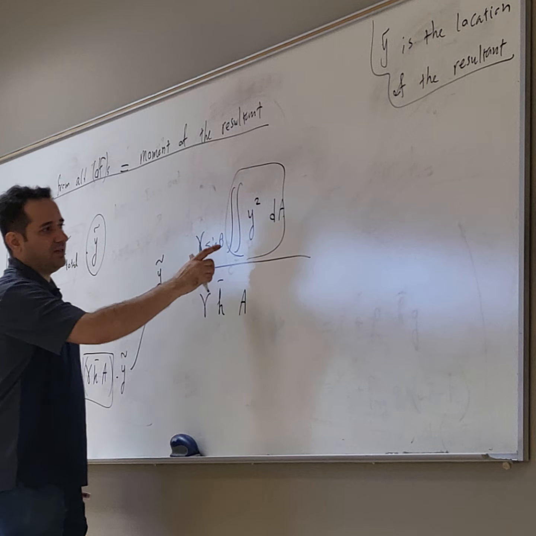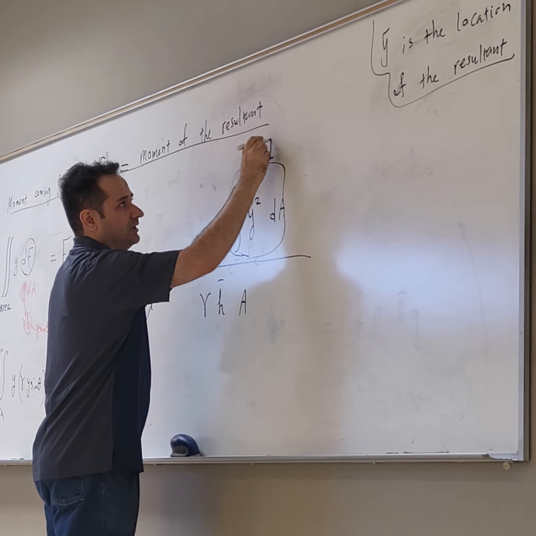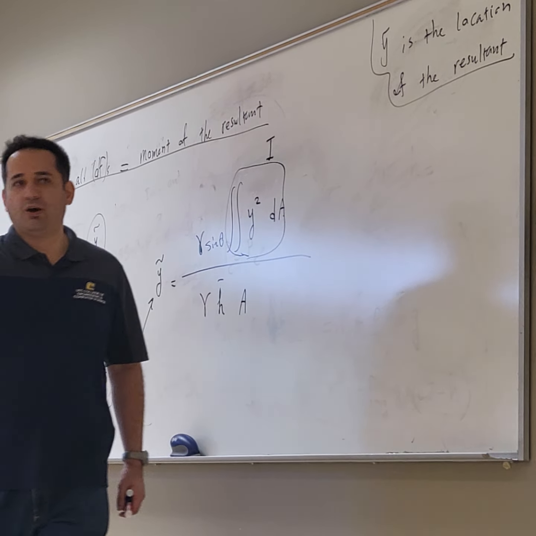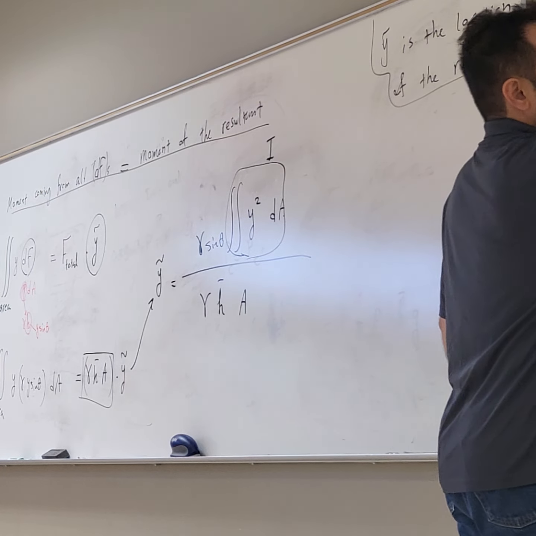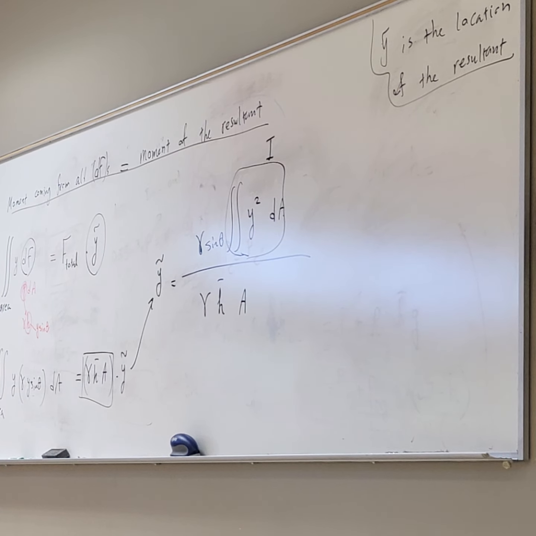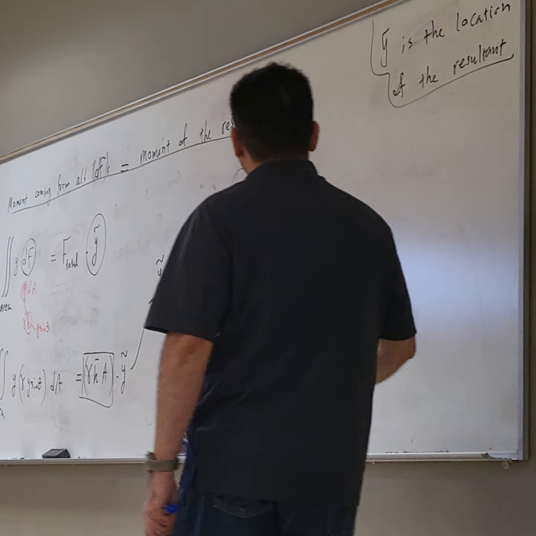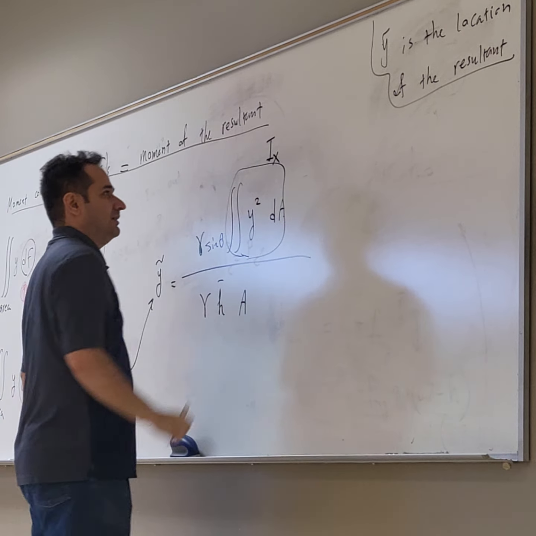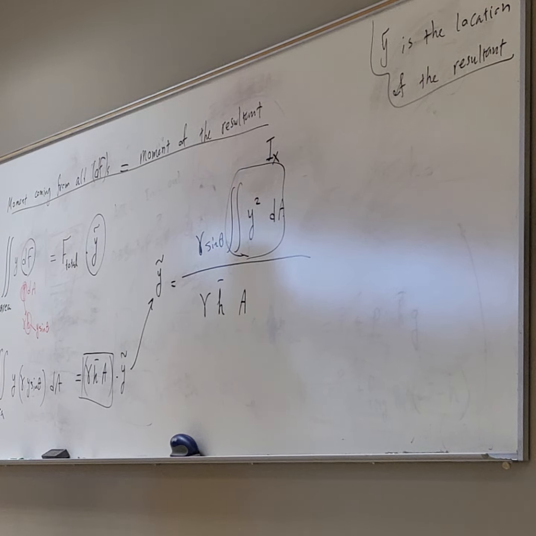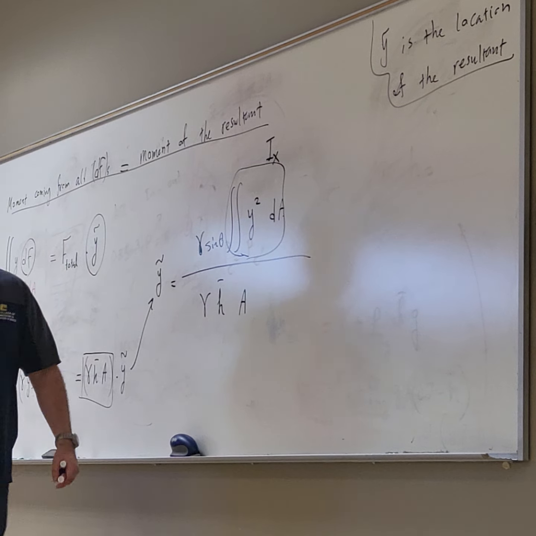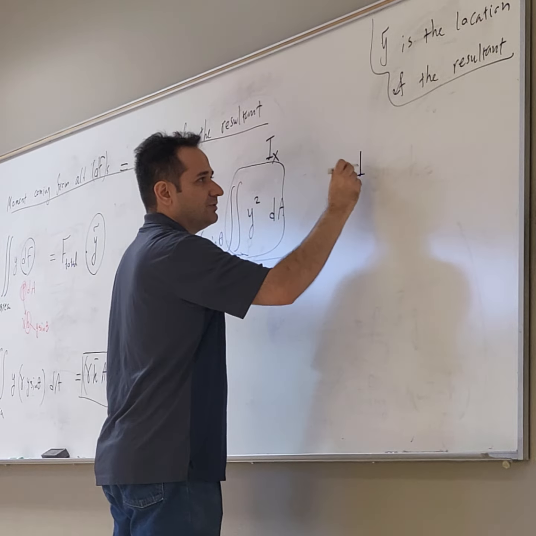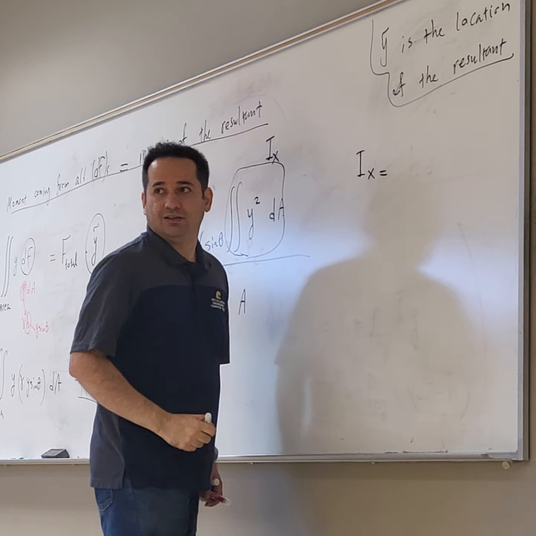So this guy is the moment of inertia with respect to what axis? With respect to this axis, right? Because that's my x coming from this. I compute the integral with respect to that, right? So Ix. But look, what can I write for I with respect to x?